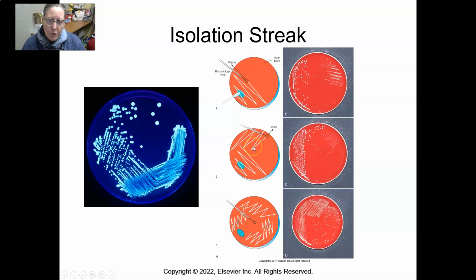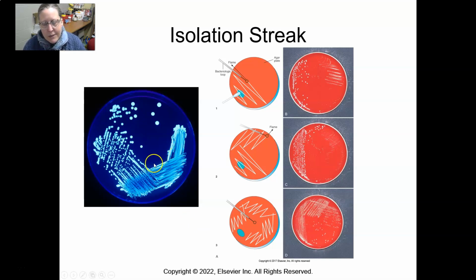But either way, you rotate, so you flame your loop, rotate the plate, flame the loop, let it cool off, and then streak the next quadrant. Then you flame your loop again, rotate, and streak the next one, and the next one. You can do it up to 5 times here. Most people say you just do 4, so that's the bare minimum.